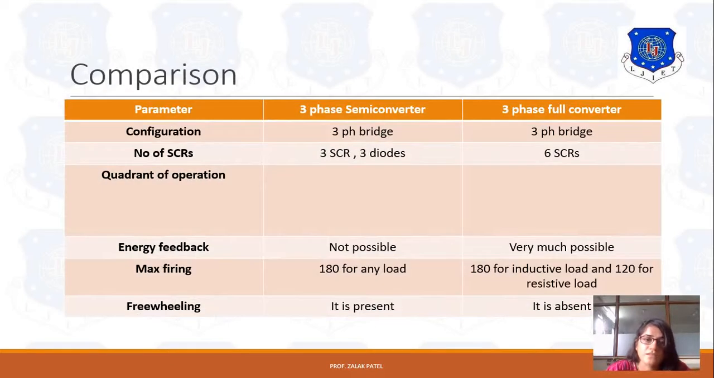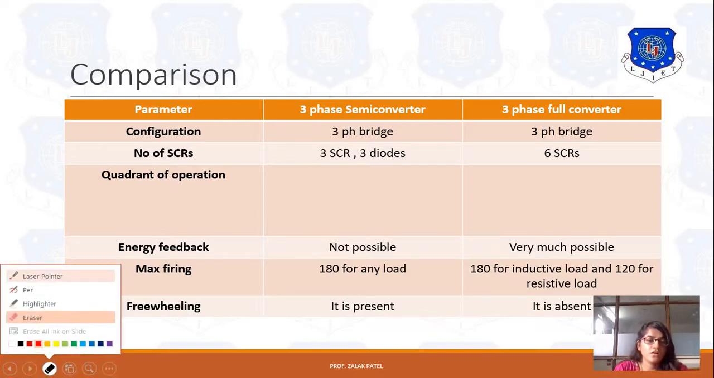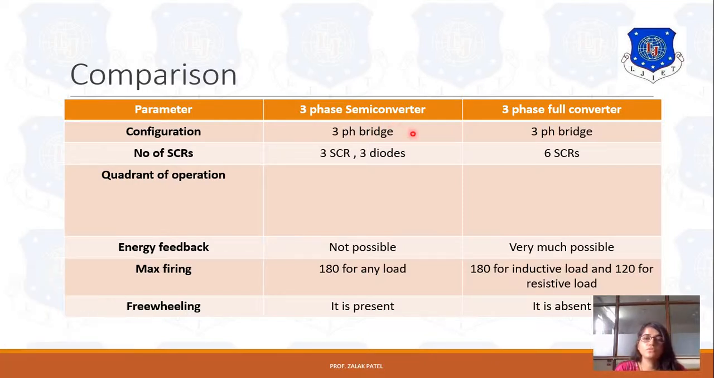So let's move towards the comparison between the 3-phase semi-converter and 3-phase full converter. So first of all, from the configuration point of view, the 3-phase semi-converter and 3-phase full converter both use the bridge configuration. Number of SCRs: in case of the semi-converter 3 SCRs are there and 3 diodes are there, while in case of the 3-phase full converter all 6 SCRs are connected.